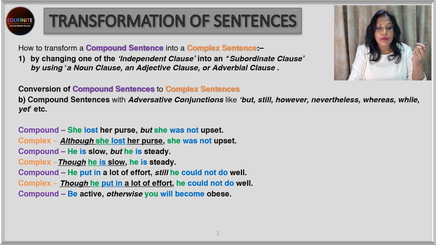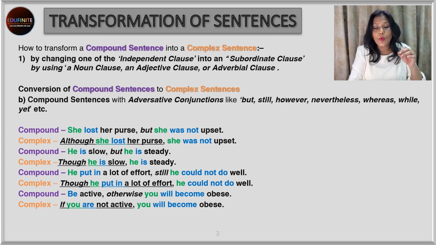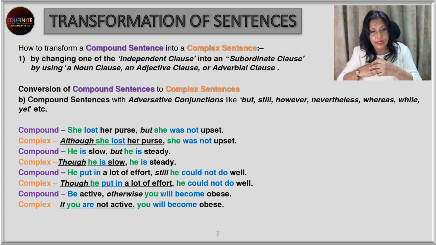So the next compound sentence is be active, otherwise you will become obese. Now how do we change this into a complex sentence? If you are not active, you will become obese. So we are including if over here and we are saying if you are not active, you will become obese. So this is how we are changing the compound sentences into complex sentences where there are contrasting statements.